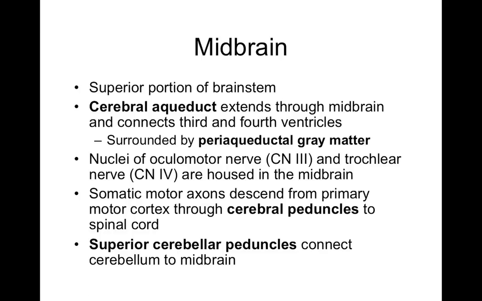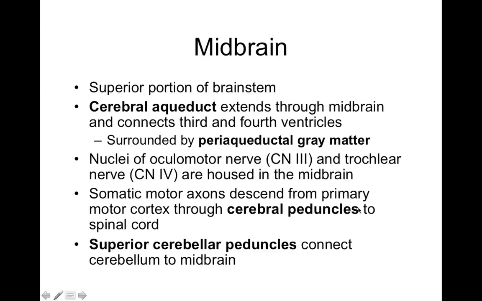Like behaviors that are specific to certain species on Earth, especially mammals, which have periaqueductal gray. These kinds of behaviors are localized to the PAG, so the periaqueductal gray matter. Now, other nuclei of different cranial nerves are also here, like cranial nerves number 3 and 4.